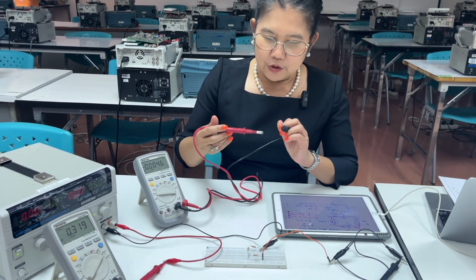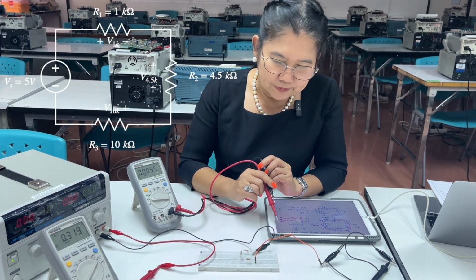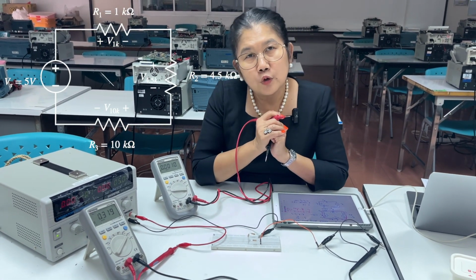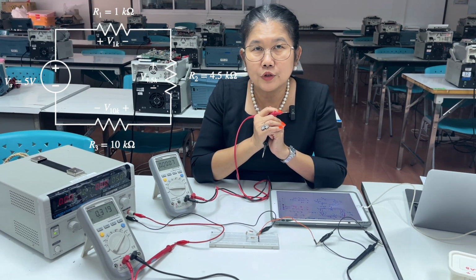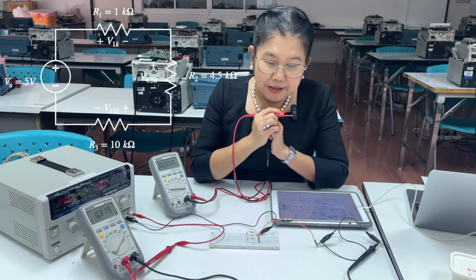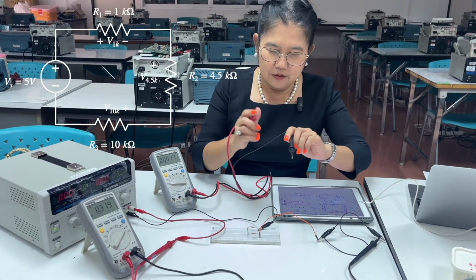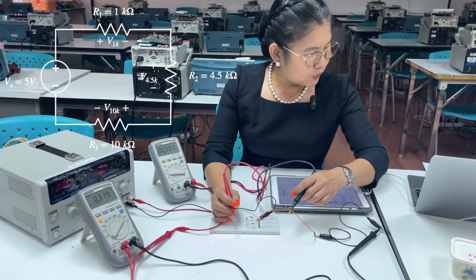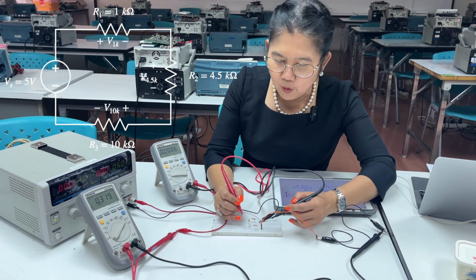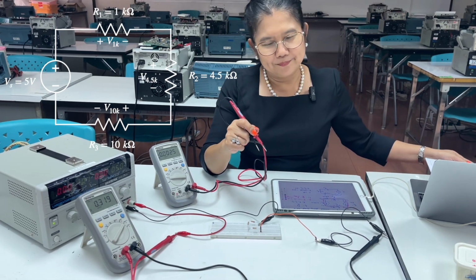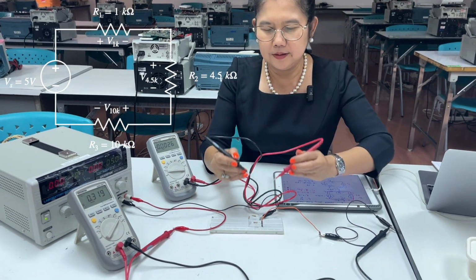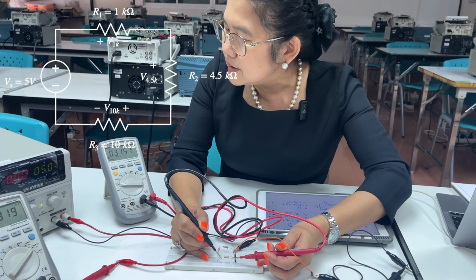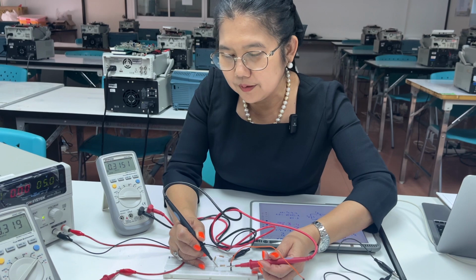Now, if I want to use Ohm's law to find the voltage across each one, V equals I times R. I is 0.33 milliamps. The first one is 1K. So this voltage drop across 1K ohm should be equal to 0.33 volt. Let's see. How much do I get? There you go, 0.31.